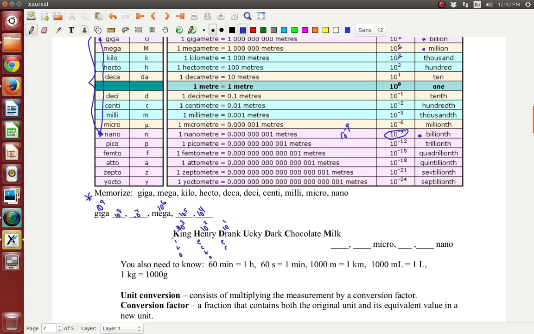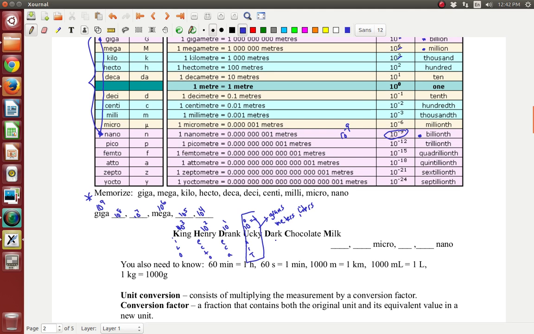Deca, like Ucky, is 10 to the 0. Remember, anything to the 0 power is equal to 1. The Ucky stands for unit. And the basic units are grams, meters, liters, all the things without prefix in the front. So the unit section has no prefix in the front.